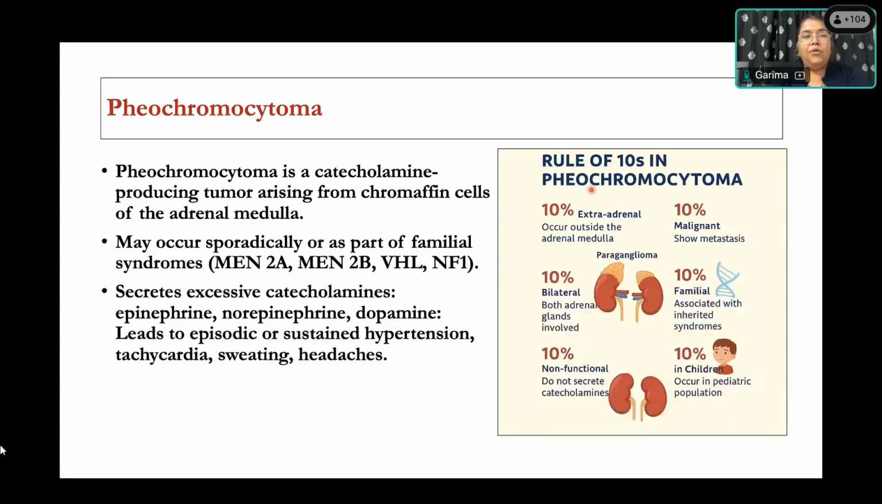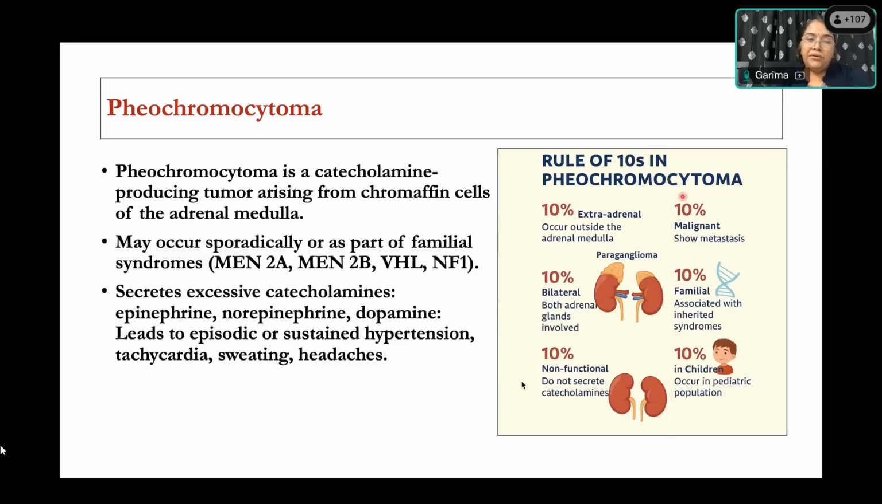Now moving on, it is a catecholamine producing tumor which arises from the chromaffin cell. So this is the site of origin. When we were students, we used to remember this rule of 10 in pheochromocytoma: 10% extraadrenal, 10% bilateral, 10% non-functional, and 10% malignant. But now this is an old concept. 10% show metastasis, 10% associated with inherited syndromes, and 10% can be seen in pediatric population.